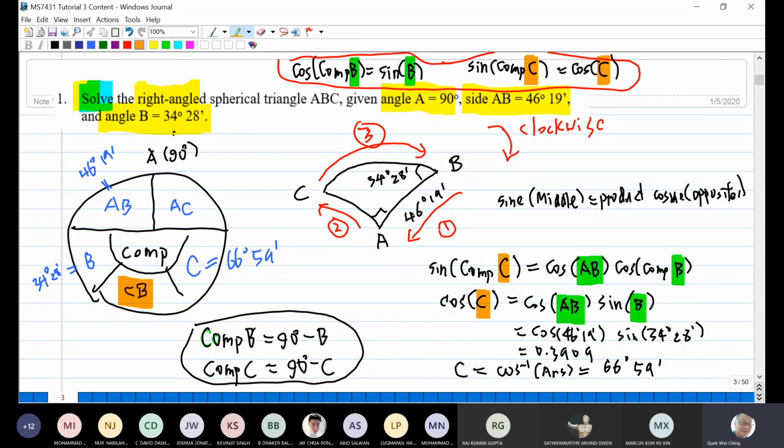How do I find CB? I can use the green color now. This green color is going to be called adjacent. This time, the one I want to find is the middle part. So this is the middle part now. Now this one is adjacent, next to it, that's why I call it adjacent. Adjacent, next to it here. So let me write this. So this is called adjacent.